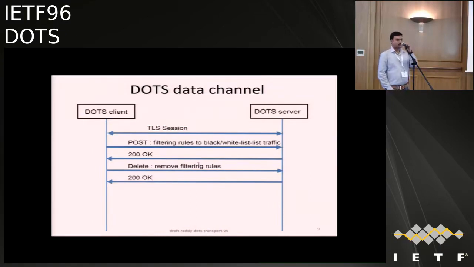Not much changes to the DOTS data channel. It's still going to run over TLS over TCP. It's only changed so that we could use CoAP, and it's used for signaling the blacklist and whitelist, and later to withdraw the blacklist and whitelist.